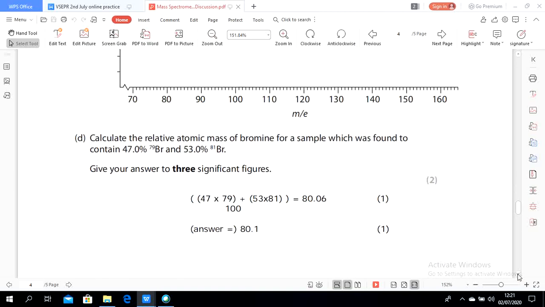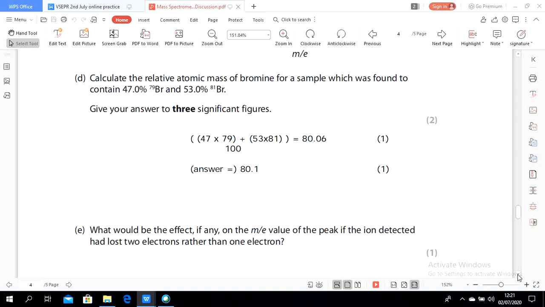Now D is calculating the relative atomic mass of bromine based on the percentage abundance and also the nuclear data, and found that the relative atomic mass is 80. I don't think you have a problem with this.